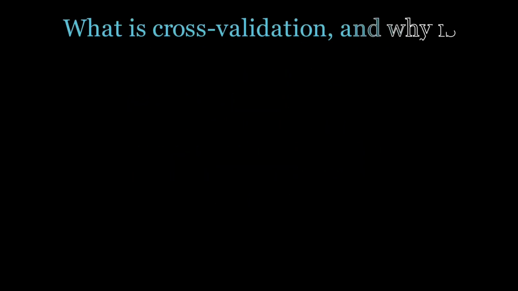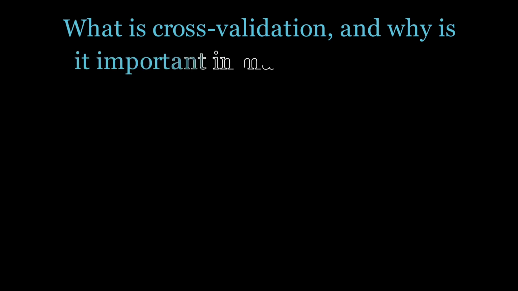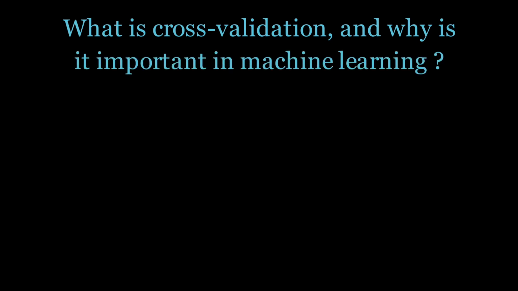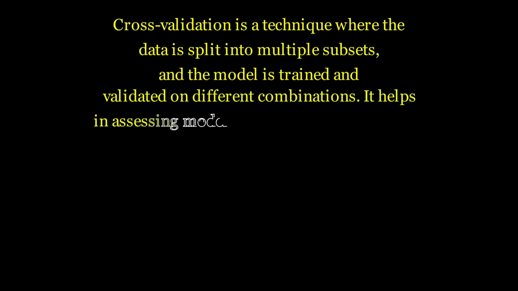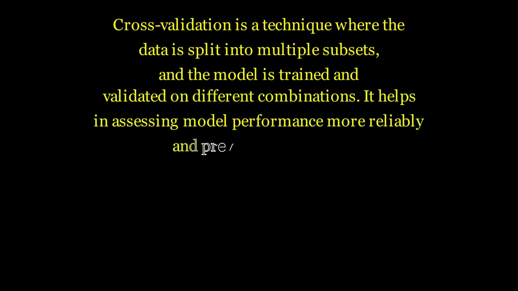What is cross-validation and why is it important in machine learning? Cross-validation is a technique where the data is split into multiple subsets and the model is trained and validated on different combinations. It helps in assessing model performance more reliably and prevents overfitting.